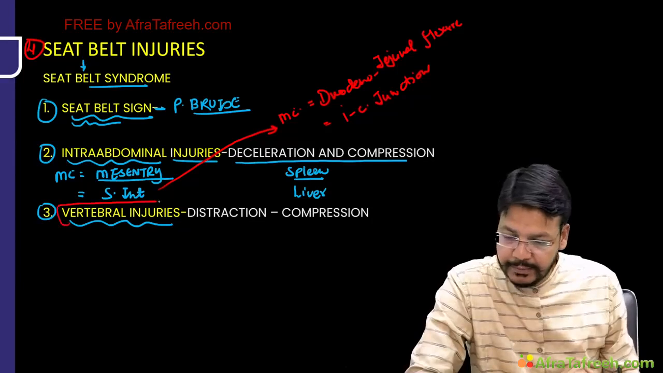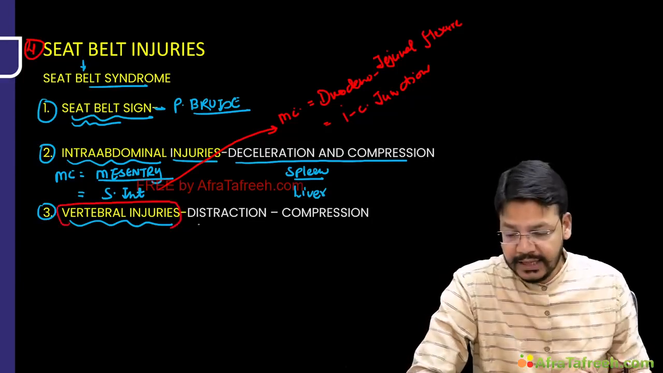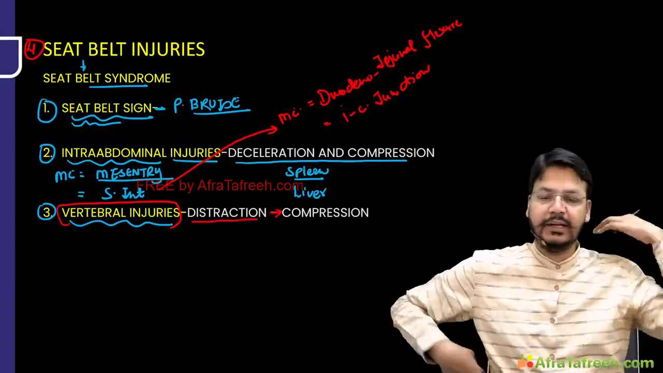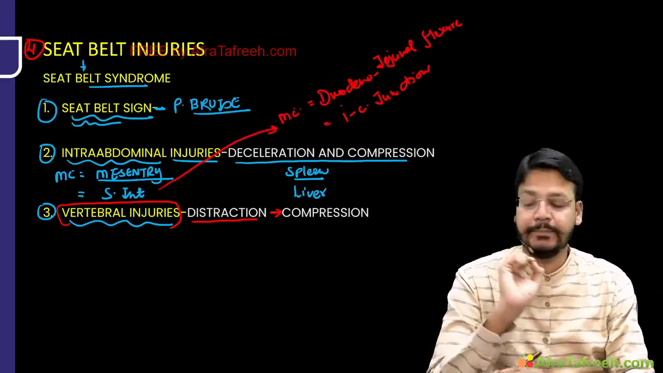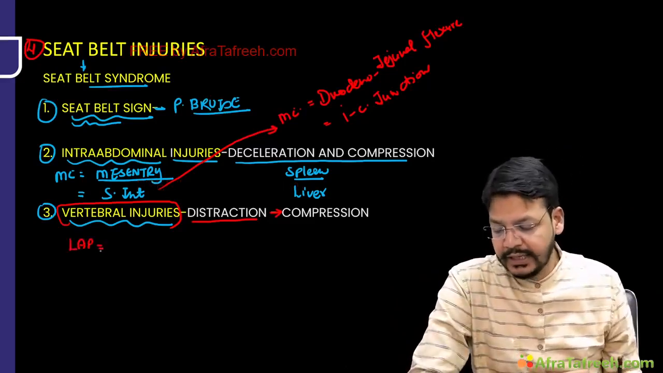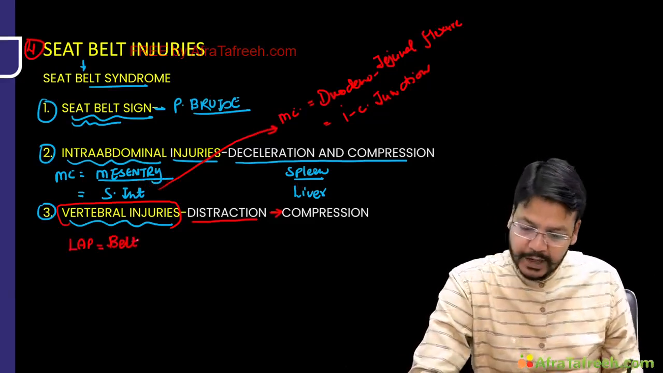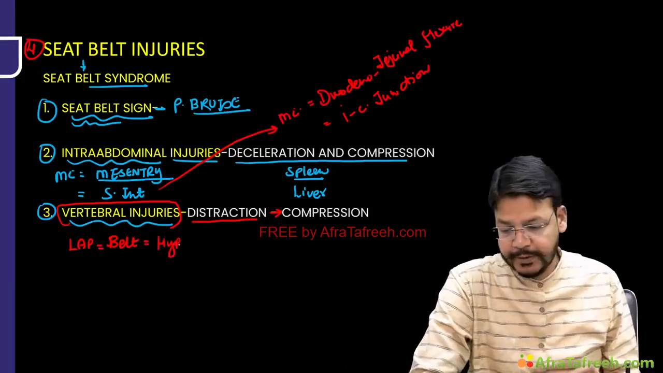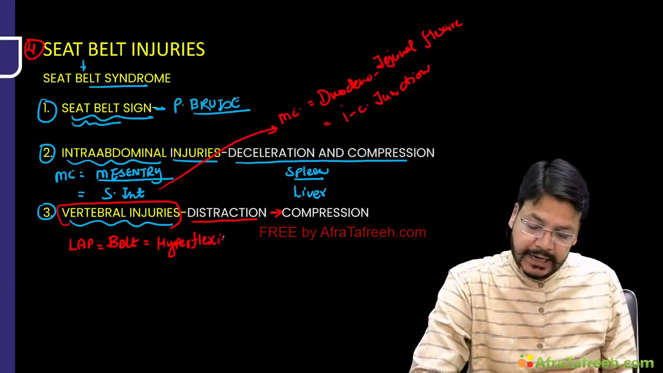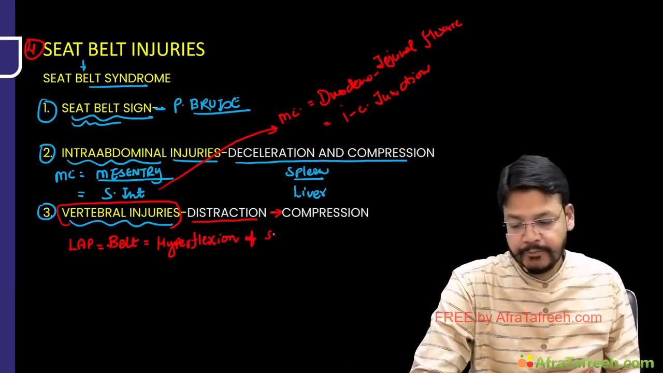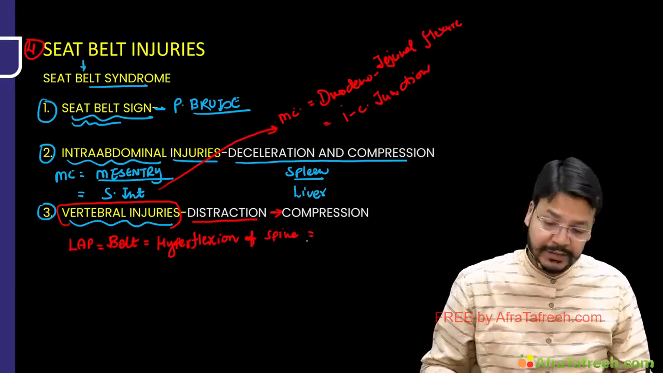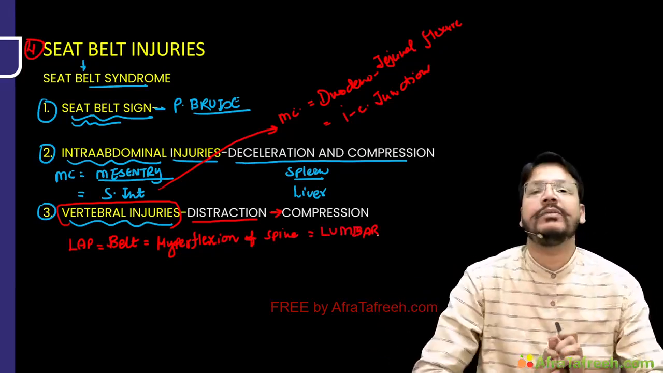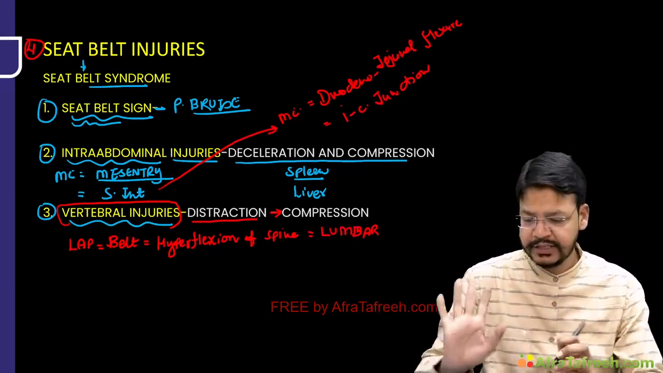Now I am coming to vertebral injuries. Vertebral injury is caused by two mechanisms, distraction and compression. If you are using a lap belt, meaning the belt only over the lap, there is hyperflexion of spine. And the most common site is lumbar vertebra. Now this is the first mechanism.